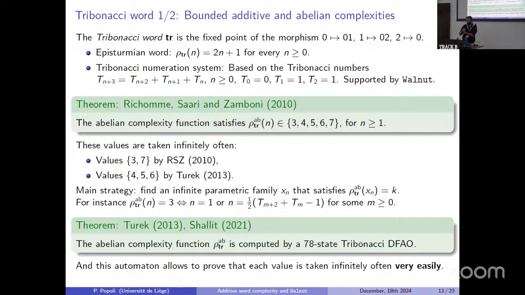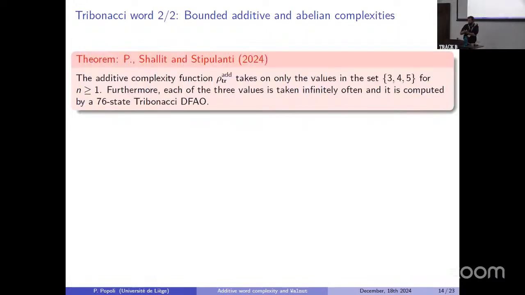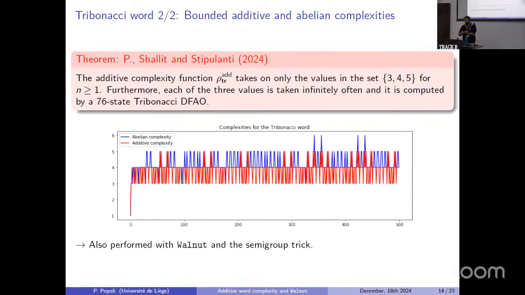And with the second proof of Shallit, this is done automatically with Walnut. So this is much easier. And we have also studied the additive complexity for this word. We have proved that the additive complexity for this word takes only values in the set 3, 4, 5, and there is a 76-state Tribonacci DFAO that computes it. So this is the comparison of the abelian complexity and the additive complexity. And we also did it with Walnut and the semigroup trick.